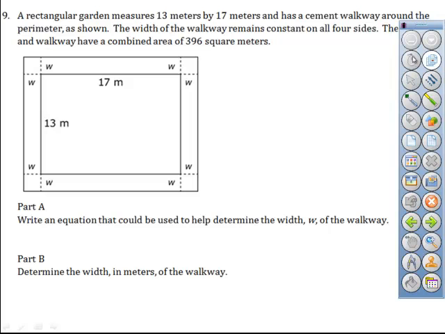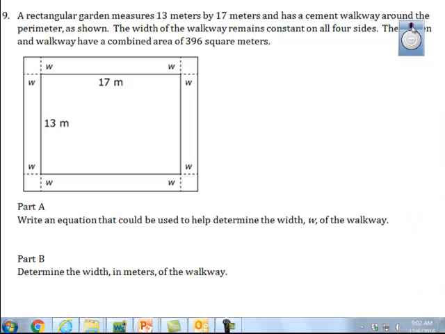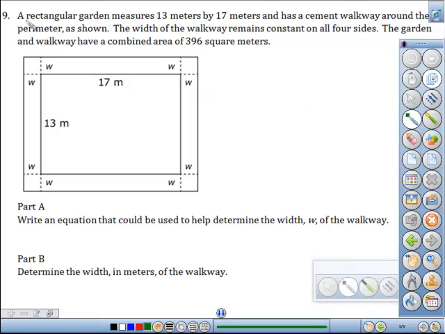All right, number 9 looks pretty bad. It's not that bad. Okay, so let's get started on this. So here's the deal. It says a rectangular garden measures 13 by 17, the dimensions are given, and has a cement walkway around the perimeter. Now the perimeter of the garden we could figure out, but we don't necessarily know the perimeter of the whole garden and walkway. So it says the width of the walkway remains constant on all 4 sides. The garden and the walkway have a combined area of 396 square meters.